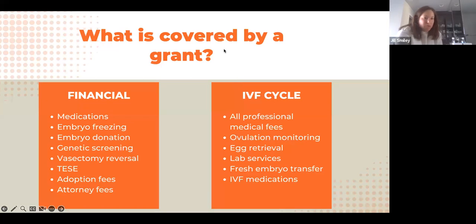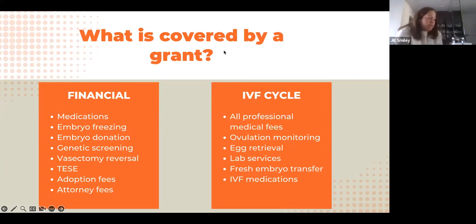So let's talk a little bit more about what's covered by the grant and what's not covered and how money is dispersed. Jill, I'm going to ask you to take the lead on this. Okay, so for the IVF grant, basically you're receiving a donated IVF cycle from the practice. So this isn't going to cover medications because those come from a pharmacy. Those don't come from the actual practice itself.